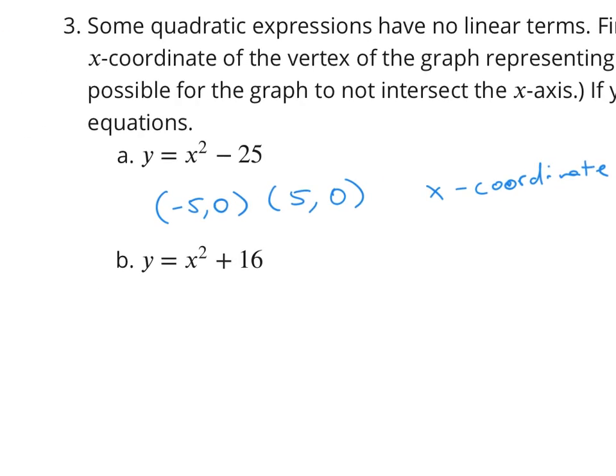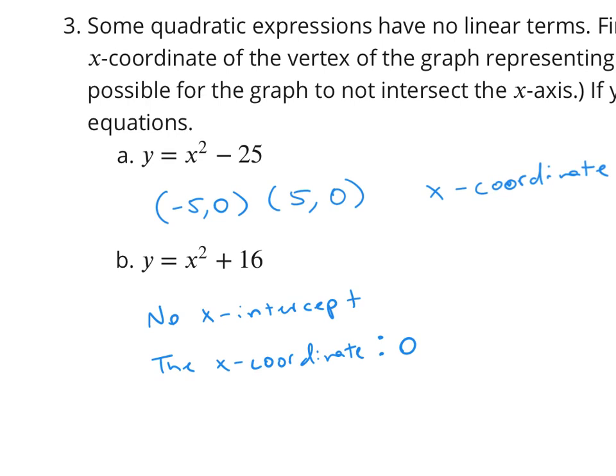0, because halfway between -5 and 5 is 0. But for B, there are no x-intercepts. The x-coordinate of the vertex is also 0 for this one. And that makes sense, right? If you have no linear term, there's no shifting side to side. So the x-coordinate is going to stay 0.